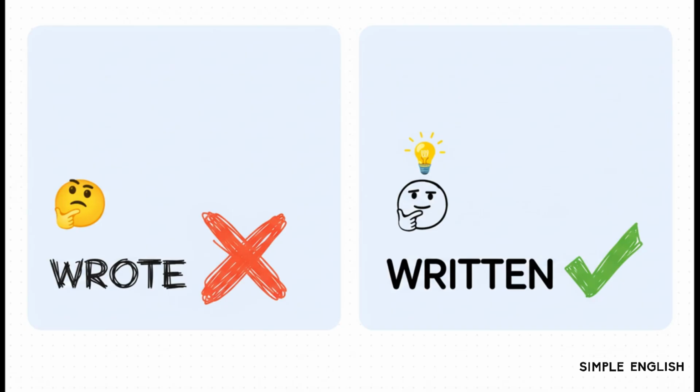Oh, and here's a quick heads up on a super common mistake. You gotta use that past participle form of the verb, not just the regular past tense. So it's not a letter is wrote, it's a letter is written. It's not the song was sang, it's the song was sung. Getting that little detail right makes all the difference.